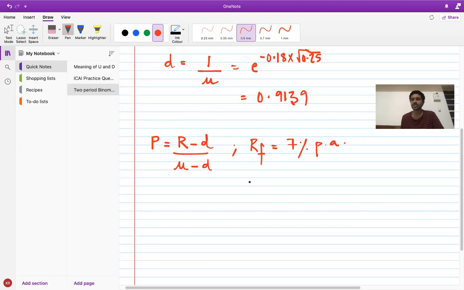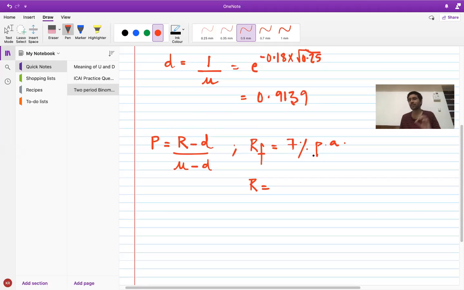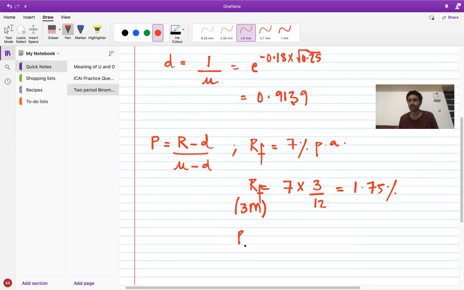If this was not continuously compounded, and if this was compounded on a quarterly basis, what we would have done is 7 into 3 divided by 12, which would have been 7 by 4, that is 1.75 percentage. That is going to be the risk-free rate for 3 months. And then our R over here would have been 1 plus 1.75 percentage, which is equal to 1.0175. This is how we would have calculated had it not been on a continuously compounded basis.